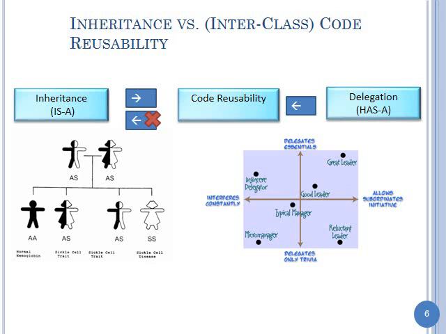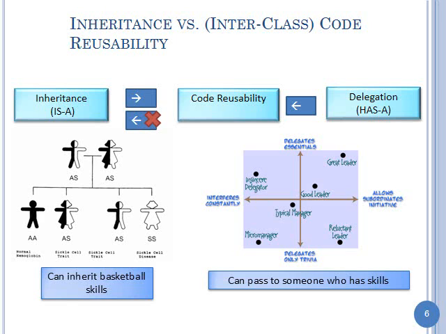Supposing you're not born with Ty Lawson's genes. What do you do then when you're in the team? You get an instance variable of Ty Lawson. You pass to him, right? You just become a good manager. That's what good managers are. They don't know how to do anything, so they just tell others to do it, right? So you can inherit your basketball skills, or you can pass to someone who has the skills.